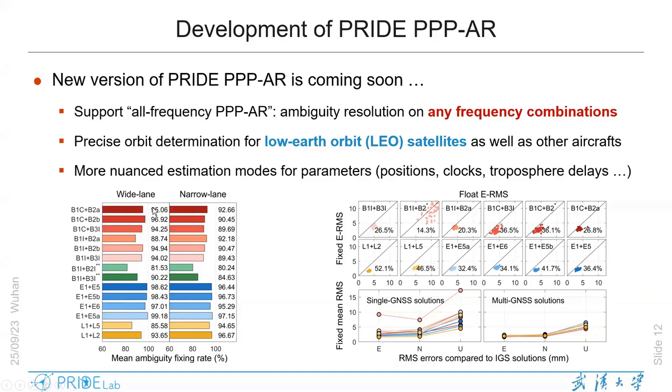And at the same time, we also support precise orbit determination and ambiguity resolution for low Earth orbit satellites. And it may even be extended to other spacecraft as well. For existing parameters such as positions, clocks, and troposphere parameters, we also offer additional estimation models for some professional users. It does sound exciting, right?